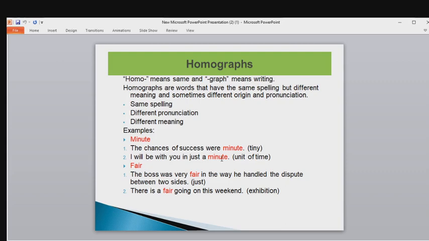Again, the word fair, FAIR. The boss was very fair in the way he handled the dispute between two sides. So fair here means just. That boss was quite justified in the way he handled the dispute. Then again there is a fair going on this weekend. Fair here means exhibition. So again spellings are the same, pronunciations are different, and their meanings are completely different things.